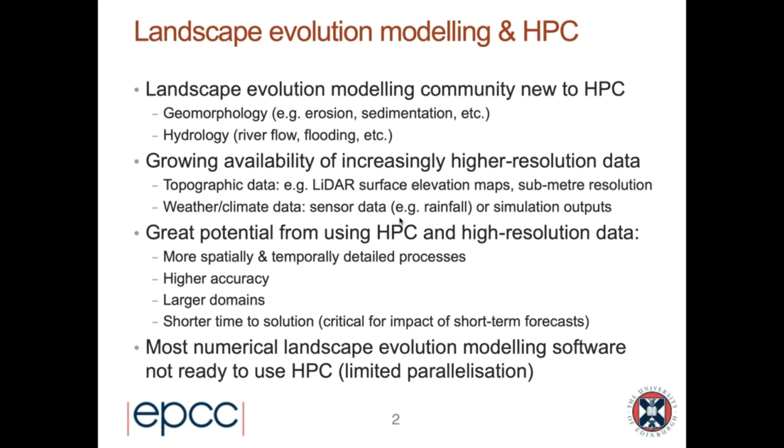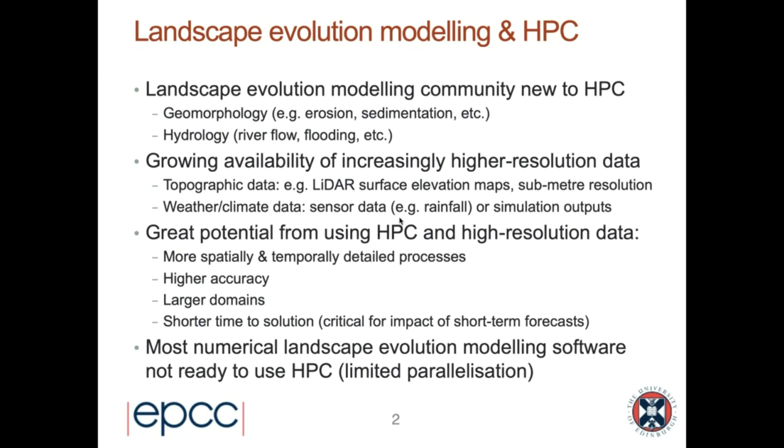As well as the topographic data, the other data that's increasing in resolution and thereby amount, and probably also temporal frequency, is the weather and climate data. This could refer to actual sensor data, for example rainfall, or of course outputs from other simulations, be they short-term weather forecasts or longer-term climate forecasts. All of these have become more available and are presenting interesting opportunities to landscape evolution modeling, because they allow much greater spatial and temporal resolution of detailed processes underlying landscape evolution, and also allow existing processes to be resolved with higher accuracy.